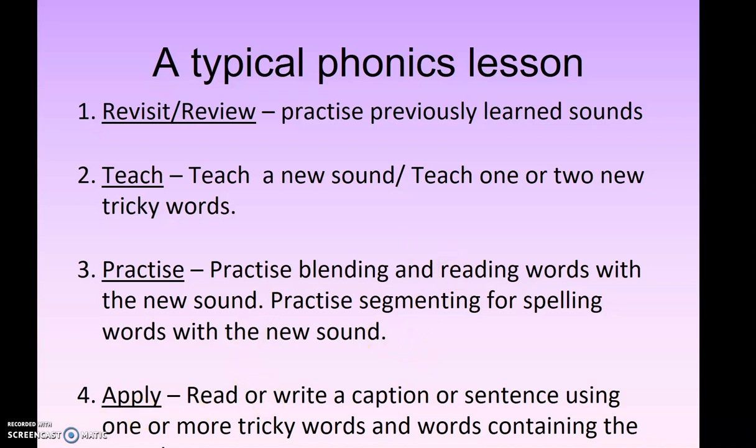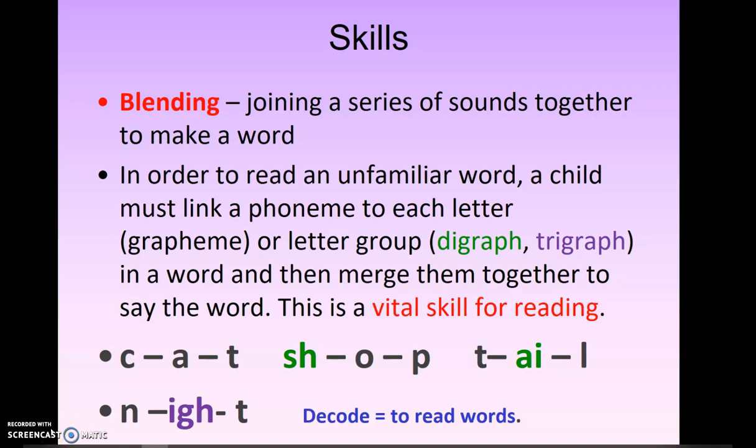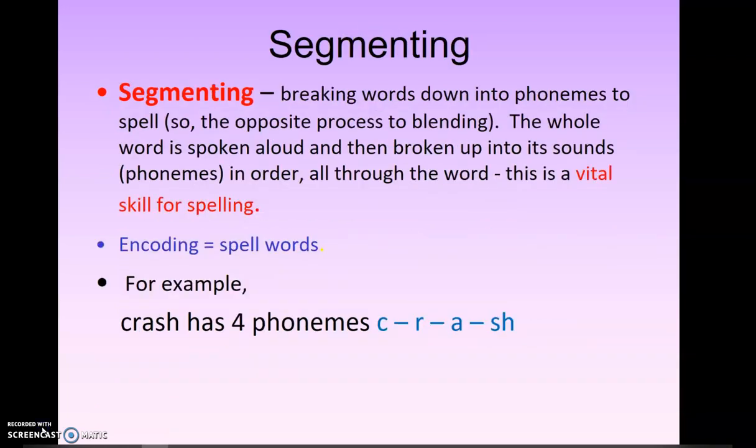One of the skills learnt in the lesson is blending. Blending means being able to sound out the letters and then blend them together to say the word. So for example, sh, o, p blended together is shop, or t, ai, l blended together is tail. Segmenting is another skill learned in the lessons. Segmenting is the breaking down of the word into the phonemes so that children are able to encode them to spell words. So knowing that crash is segmented into c, r, a, sh helps them to write the word.